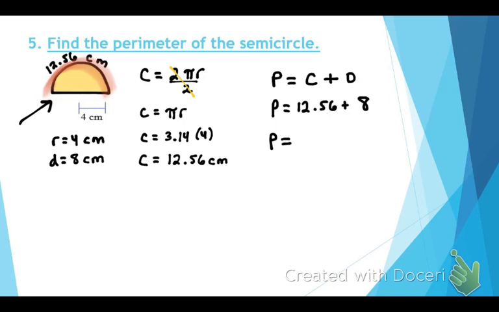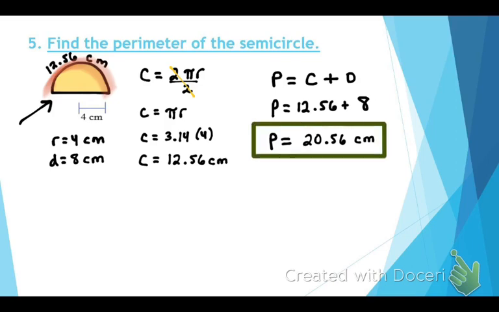When you do that, Rome, what do you get? 20.56. Correct. Does it ask us to round it? No. What are my units? Centimeters. Should I square them? No. Why not? That's only when you're finding the area, and instead we are finding the perimeter. Any questions on how to find the perimeter of a semicircle? Okay, just remember, perimeter is the distance around the outside, has nothing to do with the inside.